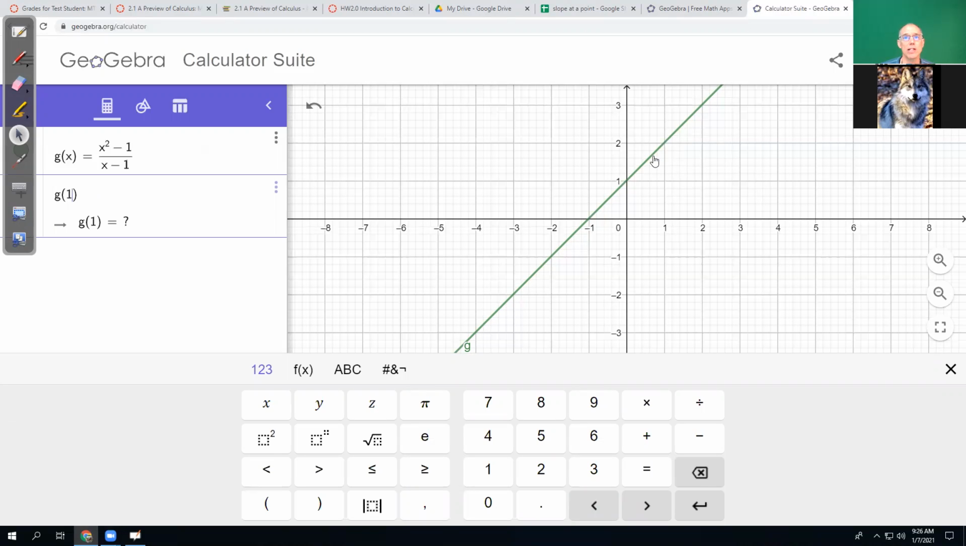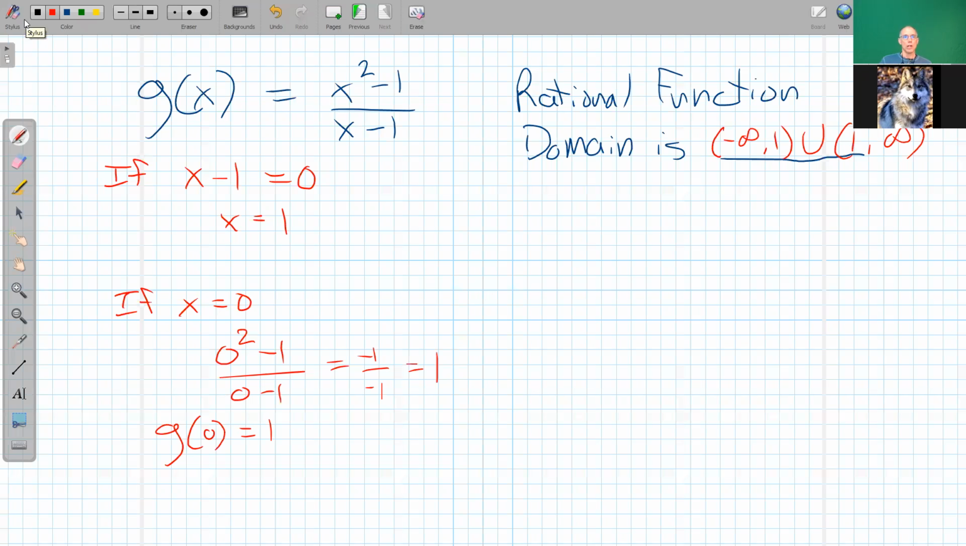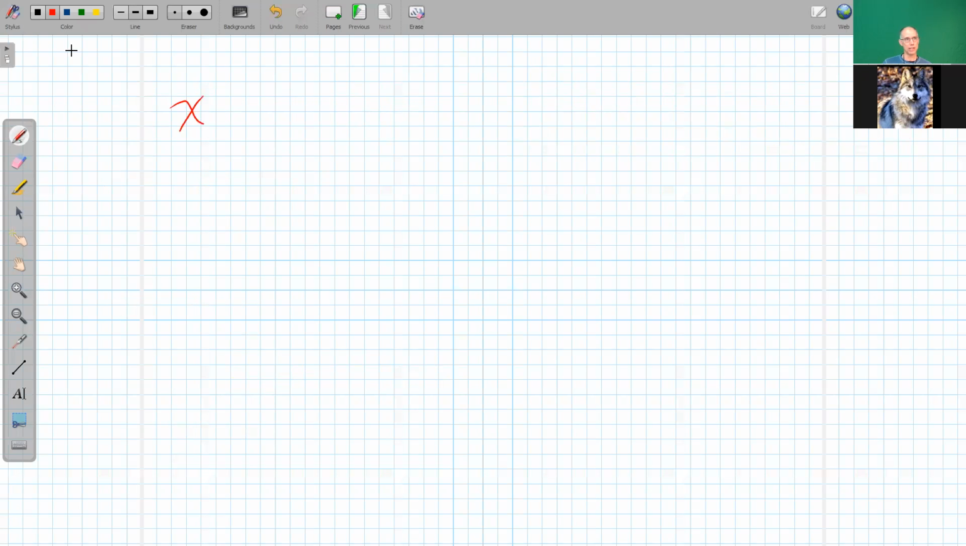That doesn't exist there. So let's do a little bit of algebra here. Reaching way back in your mathematical history, in a class like Algebra 2 or Intermediate Algebra, you might have been given an expression like x squared minus 1 divided by x minus 1, and you might have been asked to simplify this.